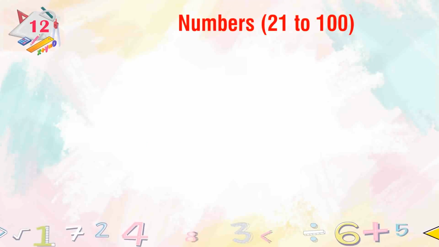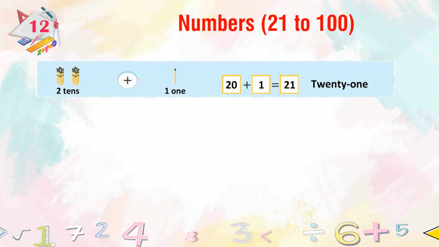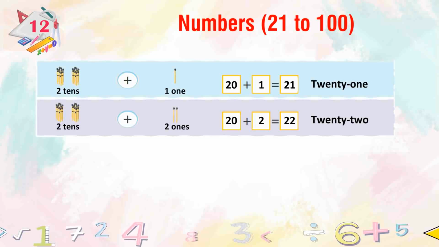Chapter 12. Numbers 21 to 100. Read and understand the numbers from 21 to 30. 2 tens plus 1 one, 20 plus 1 is equal to 21. 2 tens plus 2 ones, 20 plus 2 is equal to 22.